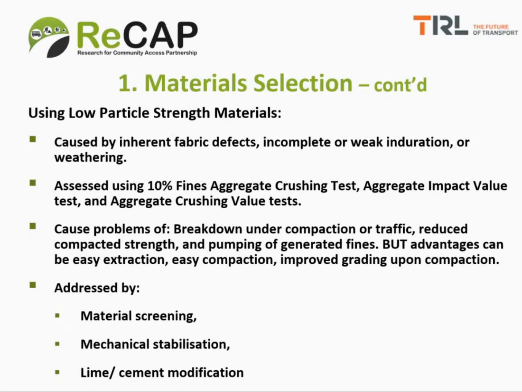Therefore, if we are to use these in pavement layers, we have to address the characteristic by carefully screening the material during extraction to make sure you have slightly bigger particles so that when they are compacted, they break down to the correct size. You can also mechanically stabilize the material, and as a last resort, you can carry out lime or cement modification to give it more bulk strength.